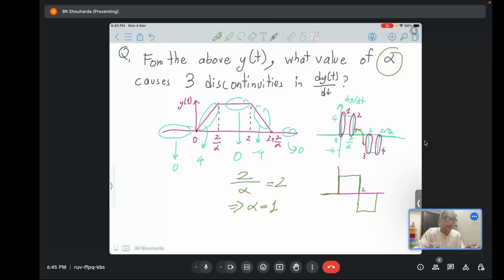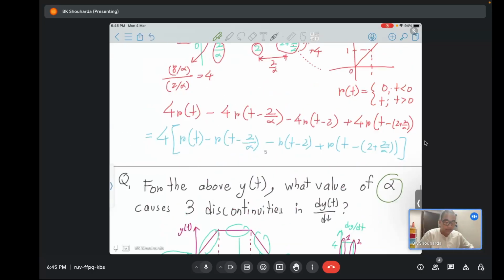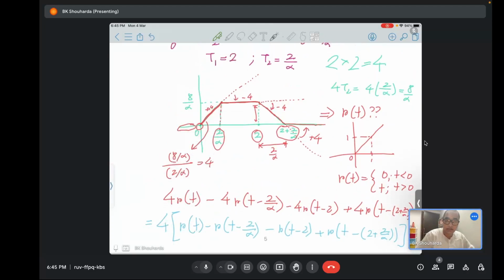It's very simple, but you will be able to reach this answer only when you are able to get the previous answer correct. So it's always good to recheck your answers. Otherwise, there are certain questions where you have to use your previous answer to decide the next one.